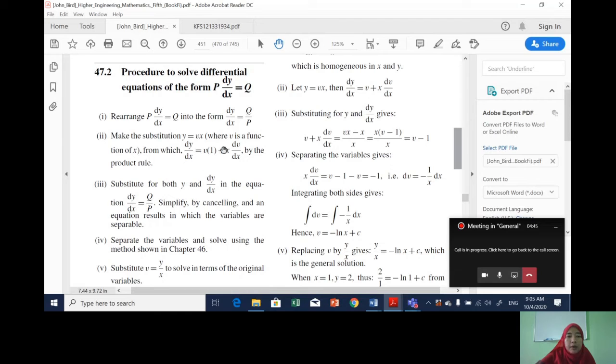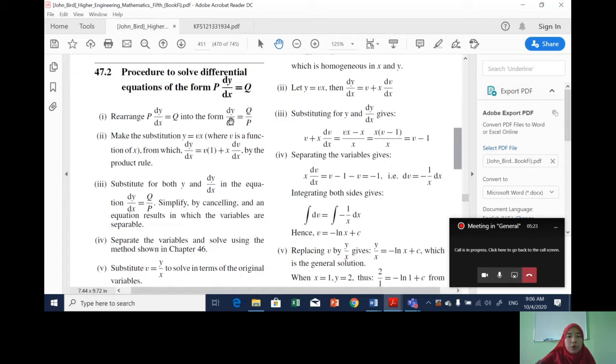After that, we make the transformation for y equal to vx and dy dx. How can we find dy dx? We have y equal to vx, so differentiate both sides with respect to the x variable. This is based on the product rule. Since y equal to vx, when we differentiate with respect to x, we take v differentiate x plus take x differentiate v, so we have dv dx.